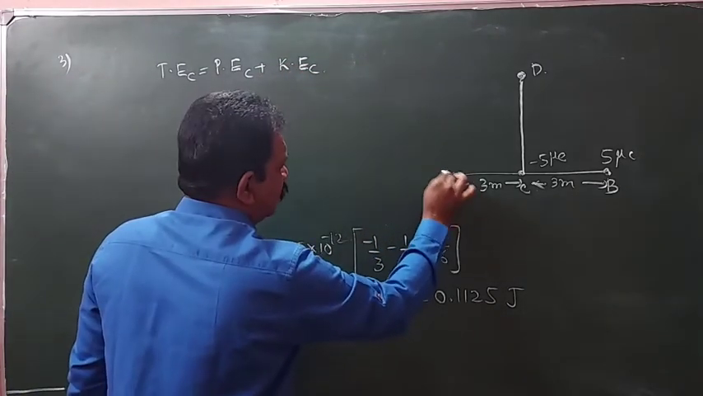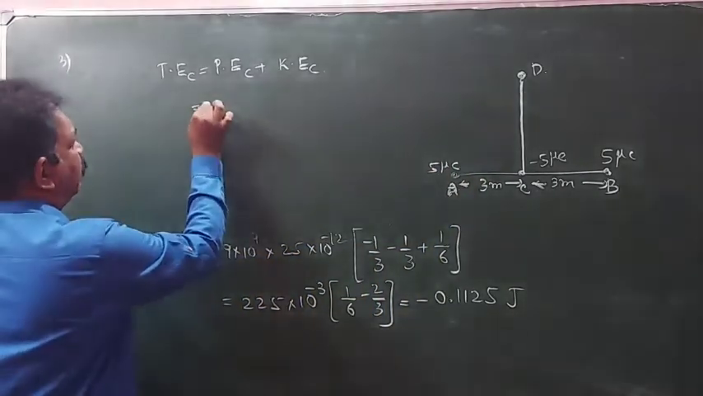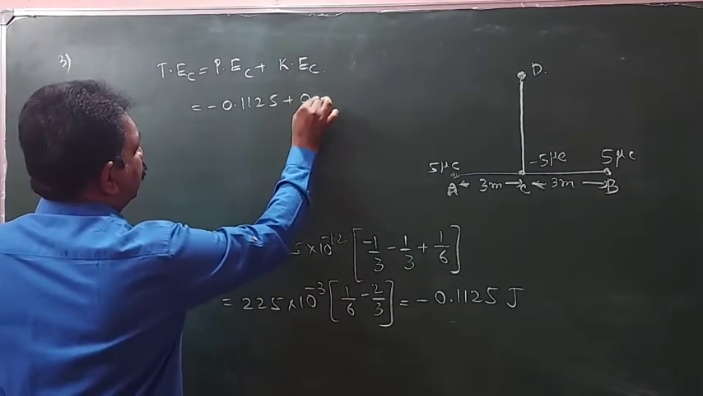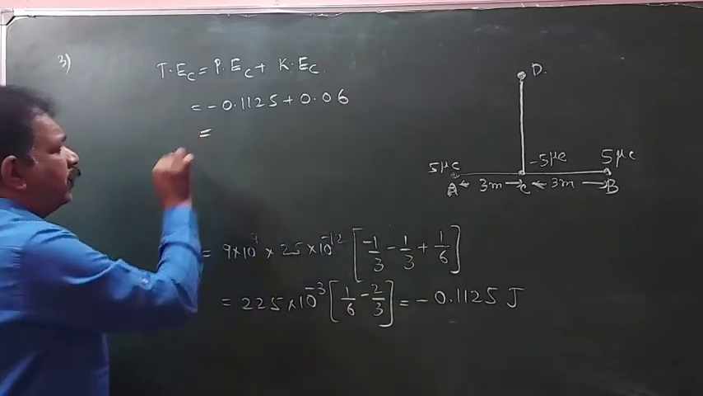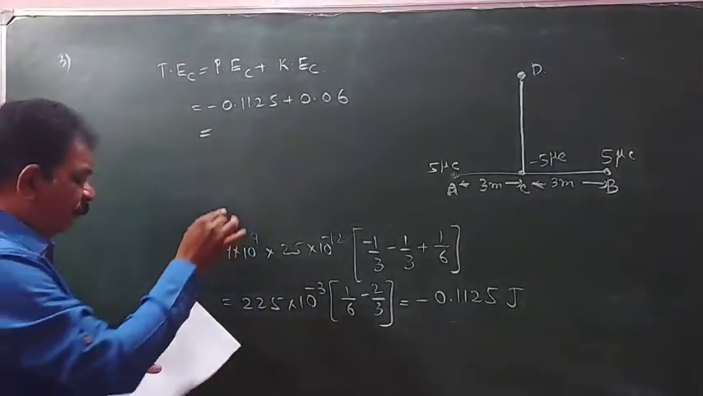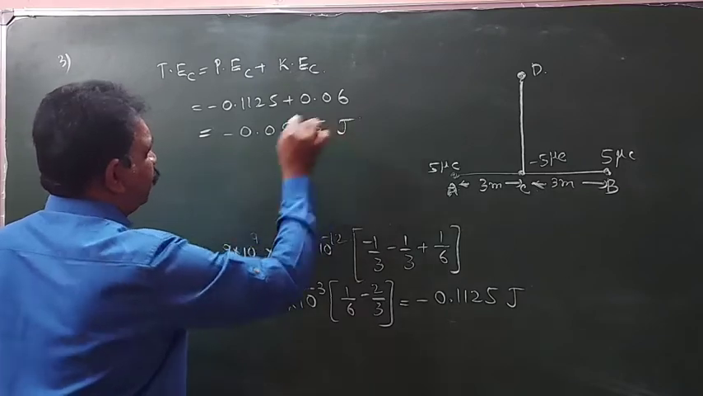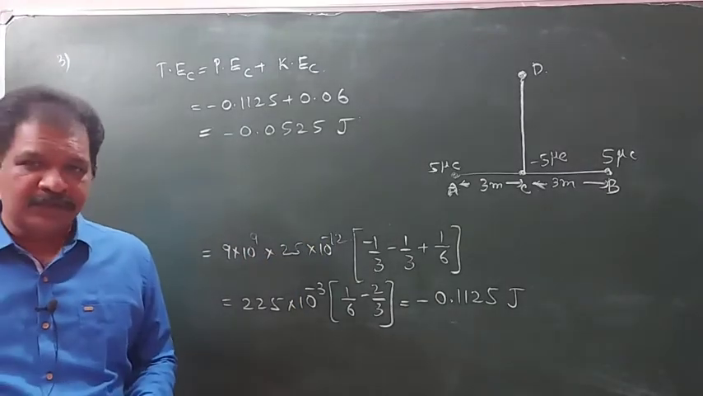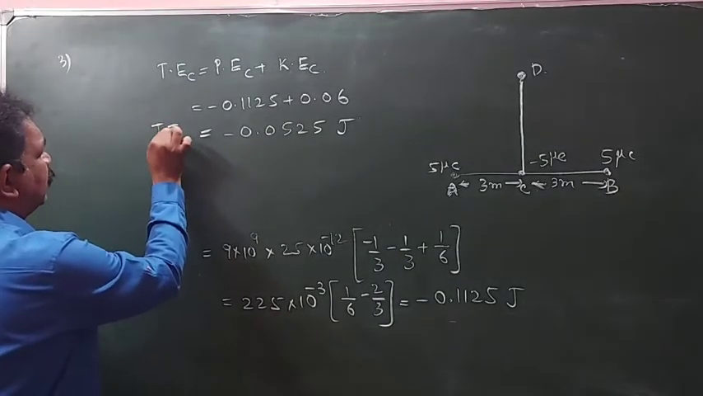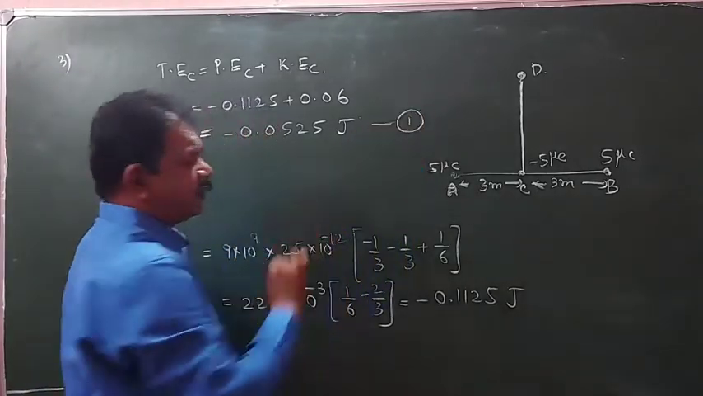Okay, then what will happen? The PE value will be minus 0.1125, the KE value will be 0.06. If we calculate this value, we get minus 0.0525 joules. That is the total energy at the point C. Let it be equation 1.